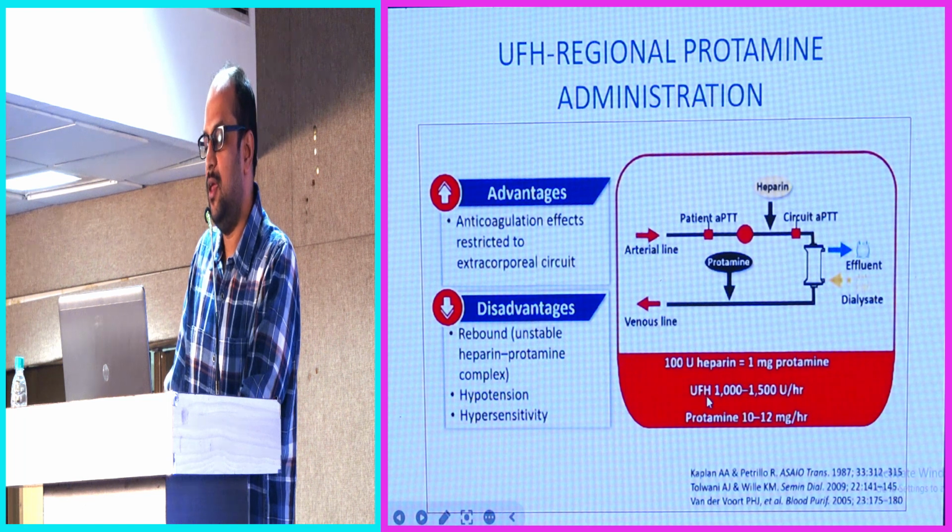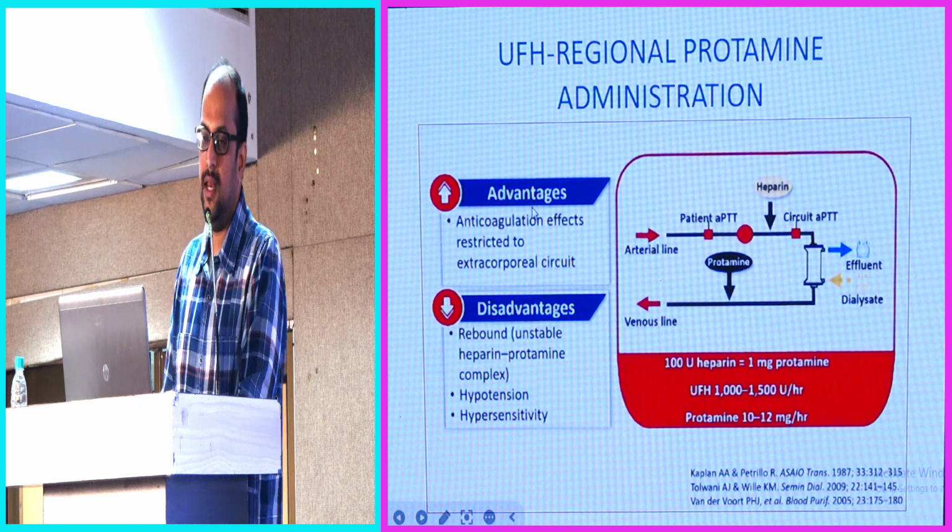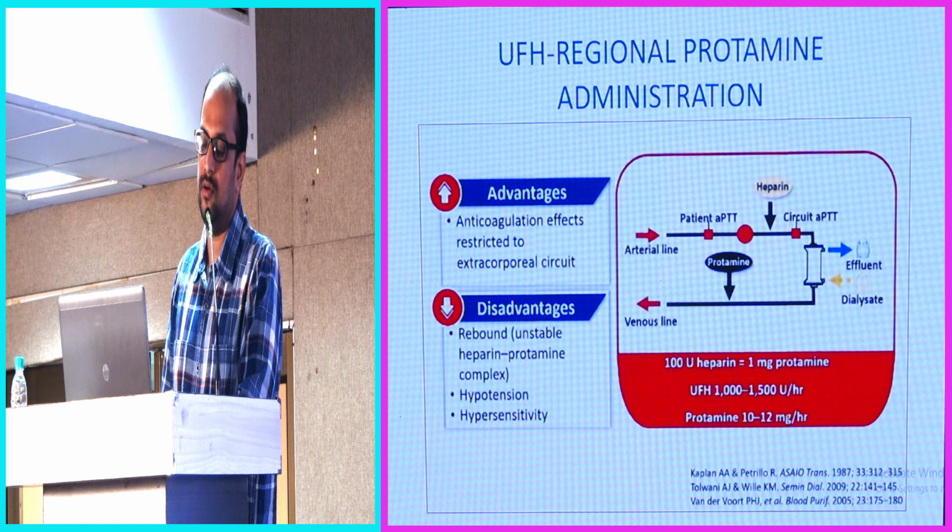So if you are giving unfractionated heparin 1000 to 1500 units per hour, you may need to give protamine 10 to 12 milligrams per hour. It has its own advantages and disadvantages. Yes, the main advantage is the anticoagulation effect is restricted to the extracorporeal circuit.